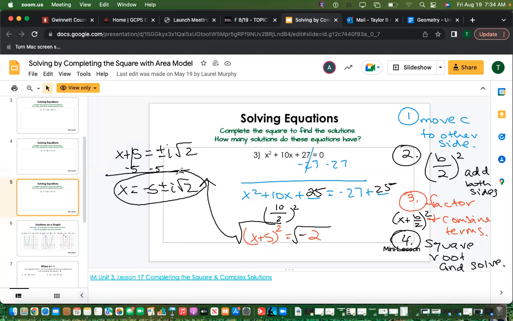How many real solutions does this one have? 0. Okay. And we could have seen that actually at the beginning when we moved this negative 27 to the other side. Because remember, if we have squared on one side and then we have a negative on the other, it's going to have a complex solution. Okay.